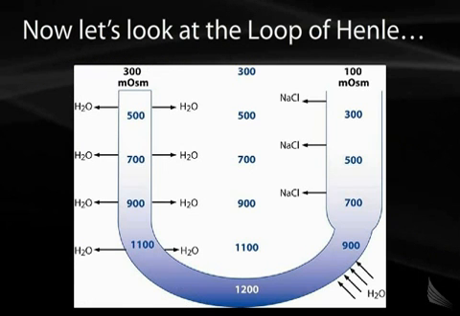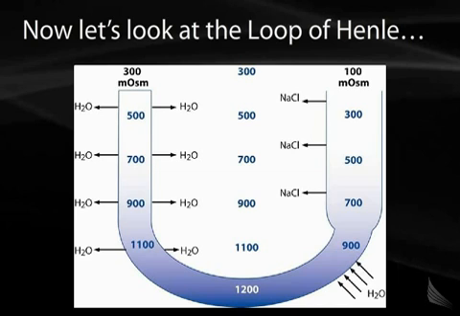Let's look at it one more time. As we enter the loop of Henle, the urine is isoosmotic after reabsorption of the proximal tubule. Going down the thin descending limb, which is permeable to water alone, water will be reabsorbed. This water reabsorption, however, is dependent on the concentration of the interstitium. The concentration of the interstitium has been maintained by the thick ascending limb.